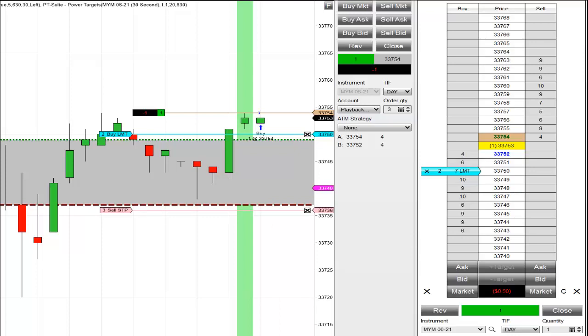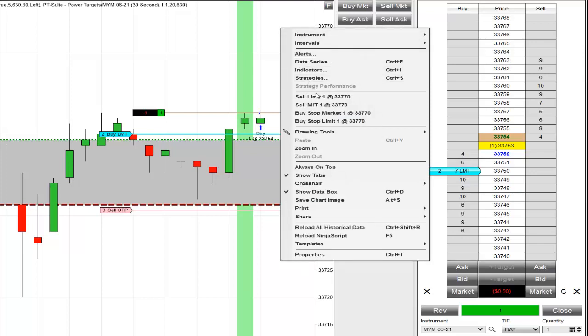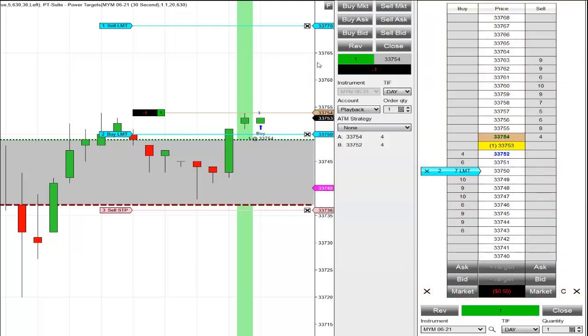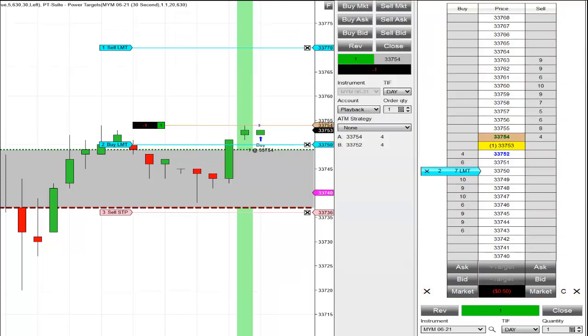Okay, and then the next thing we want to do is change the order quantity back to 1, and then we can put a target out there for the first contract that we're filled on, in case we don't get filled on the second one. So now we've got all the bases covered.